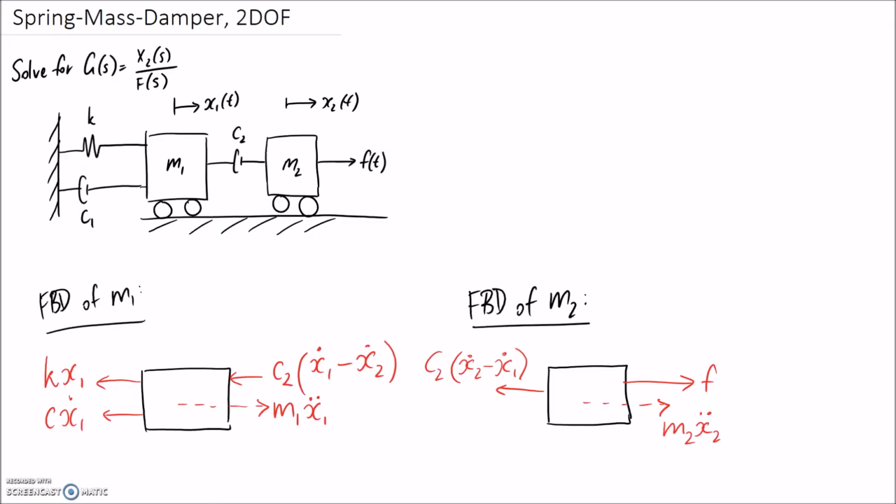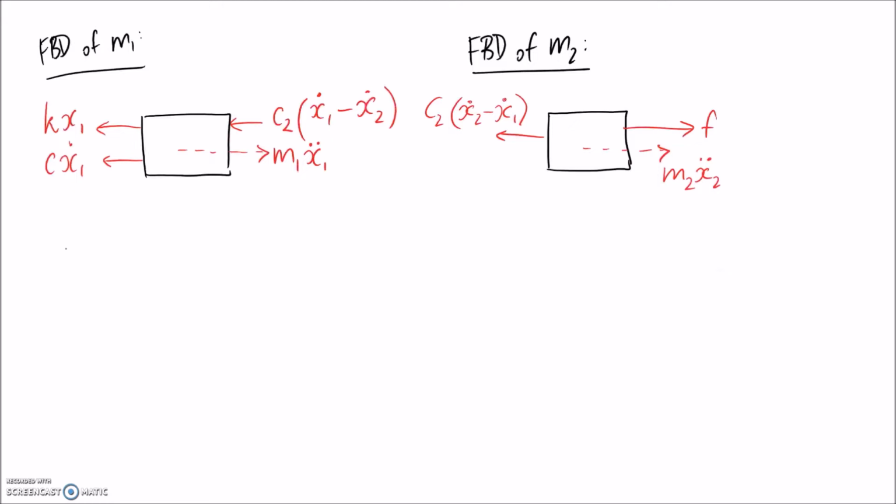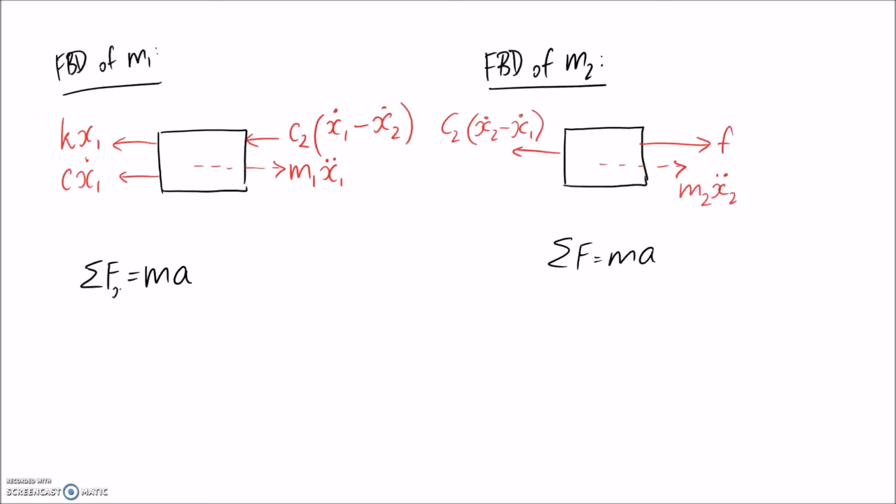Alright, so now what we need to do is develop the equations of motion. And for these spring mass damper systems, we need to get those equations from summing the forces on each free body diagram. So we're going to end up doing this twice. All our motion is happening in the x direction.